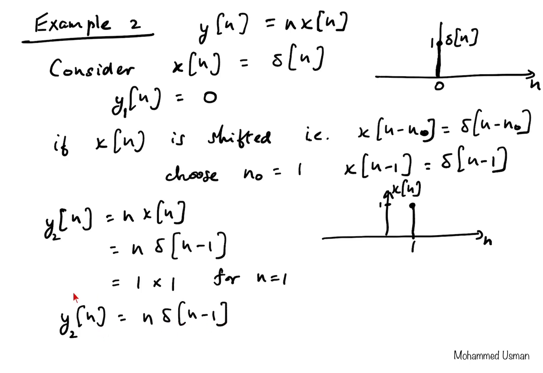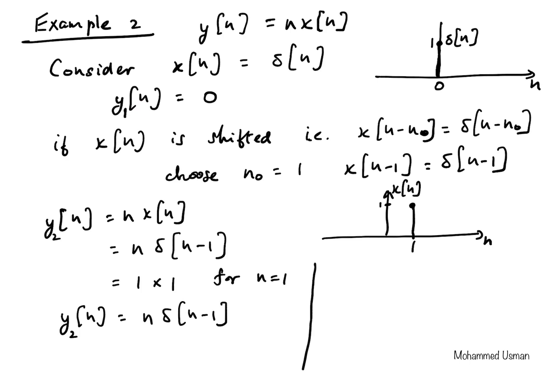So what we see here is that this y2 of n is not a shifted version of y1 of n. The system is time invariant only if a shifted version of the input produces a corresponding shifted version of the same output. So when the input is shifted by 1, the output y1 of n should also be a shifted version of this. So y2 of n, if it turns out to be y1 of n minus 1, then it is time invariant. But in this case, it is not the case. y2 of n is not equal to y1 of n minus 1.